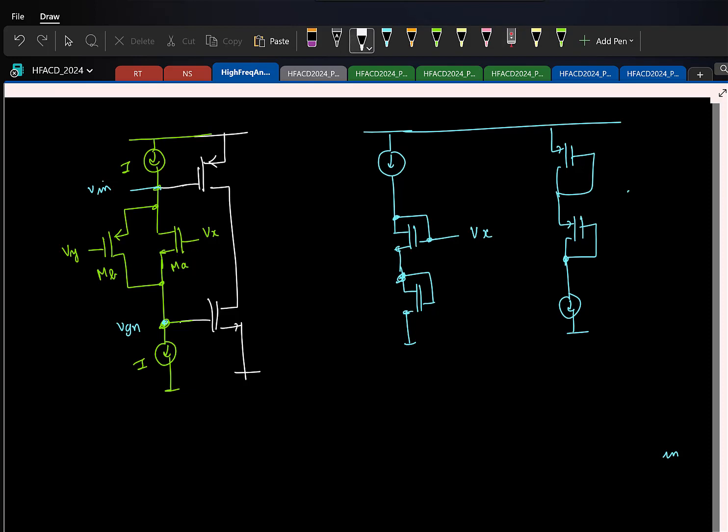So this is typically called the Monticelli bias or Monticelli stage, named after Monticelli, who came up with this. So this one variant is typically used if you want to do this class AB biasing. Okay.